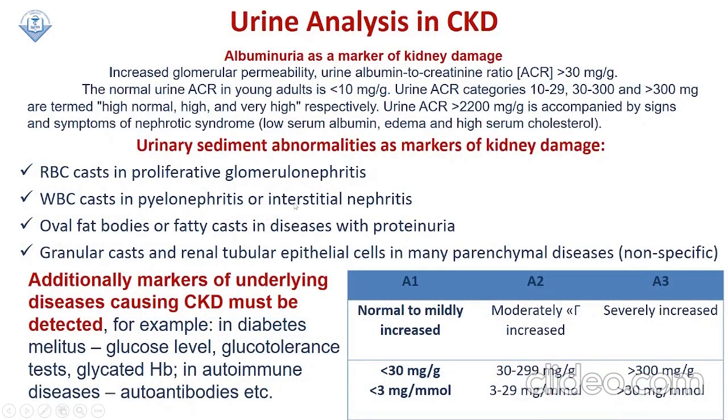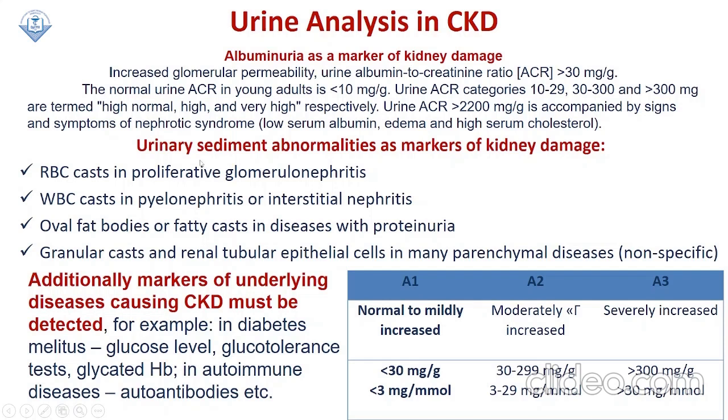Albuminuria is one more parameter and one more marker for kidney damage. We have 3 categories of albumin level which are used for classifying chronic kidney disease. It's normal to mildly increased albumin level, moderately to severely increased, and severely increased albumin level. Depending on this, we have 3 categories with level of albumin and albumin to creatinine ratio, which make different prognosis and different tactics for this patient.